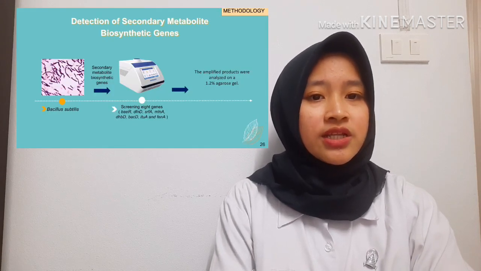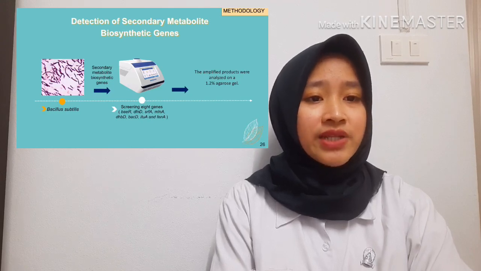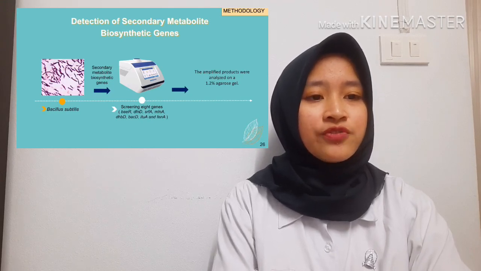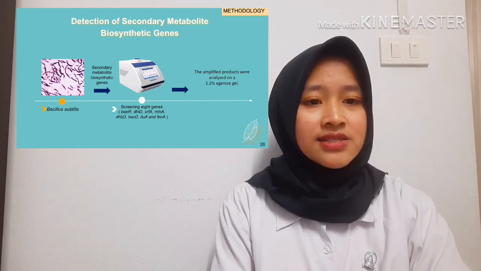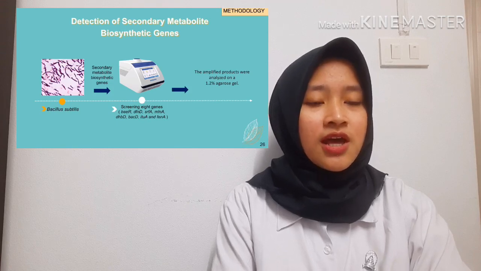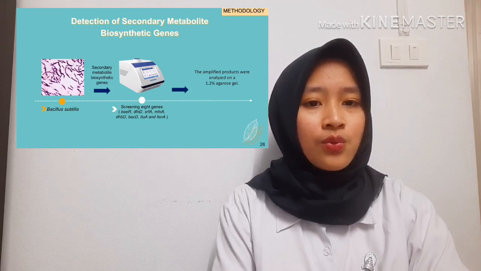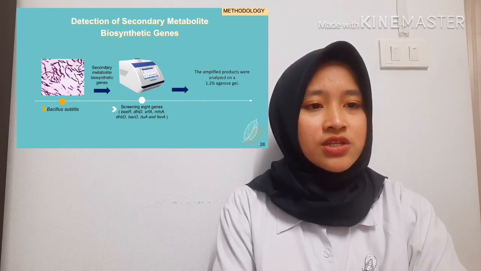Then they do the detection of secondary metabolite biosynthetic genes. Bacillus subtilis has been reported to produce different secondary metabolites through biosynthetic genes. 8 genes were selected for screening through a PCR-based method, and then the amplified product was analyzed on a 1.2% agarose gel.